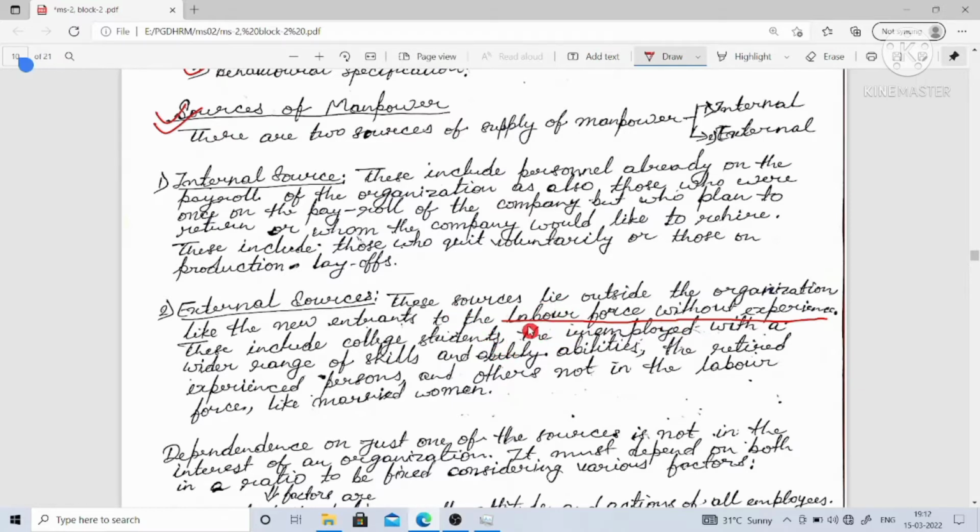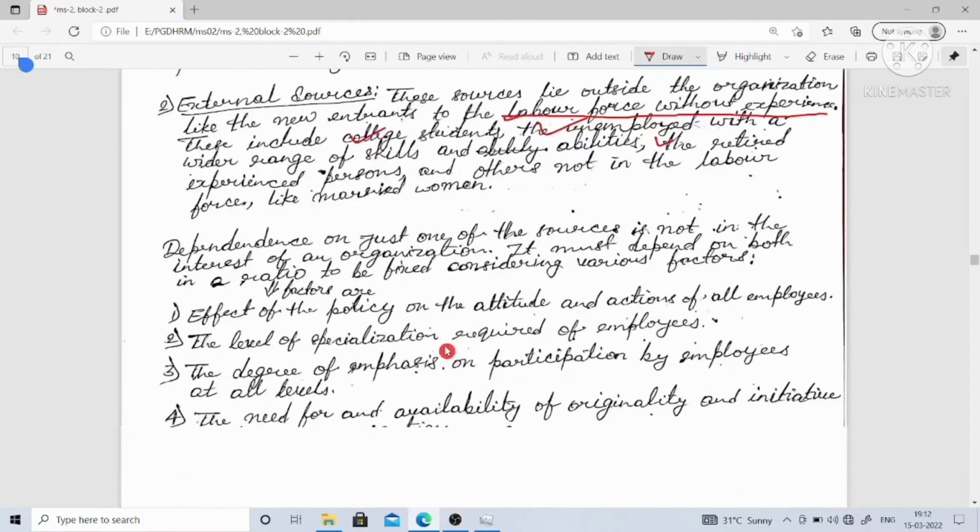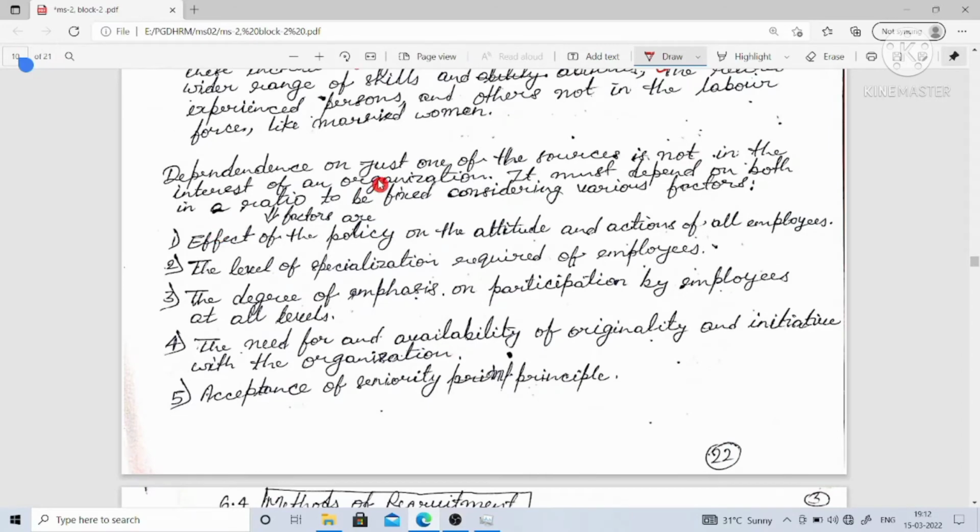So these are the external sources: labor force without experience, college students, unemployed with a large set of skills and abilities, and retired experienced persons. These all comprise the external source of manpower. Dependence on just one of the sources is not in the interest of an organization. It means the organization should not depend only on one source of manpower. It must depend on both in a ratio to be fixed considering various factors.